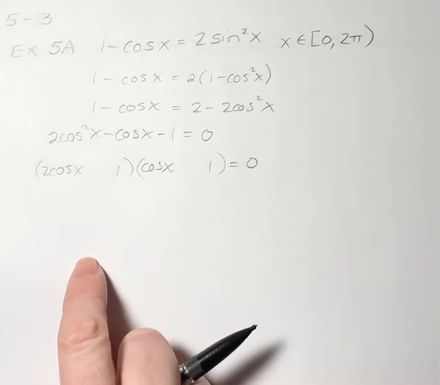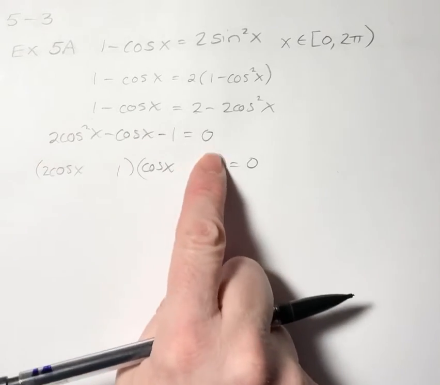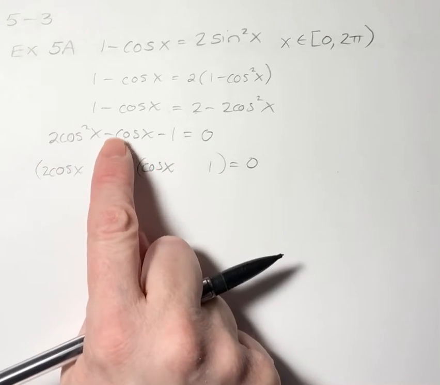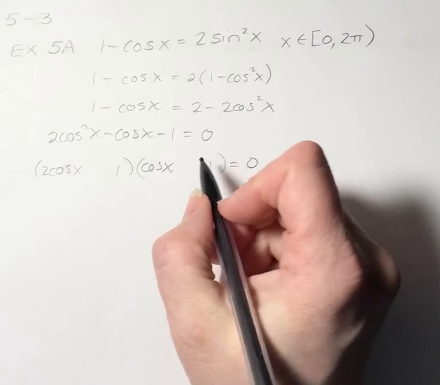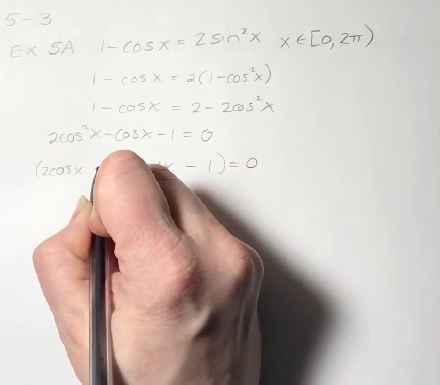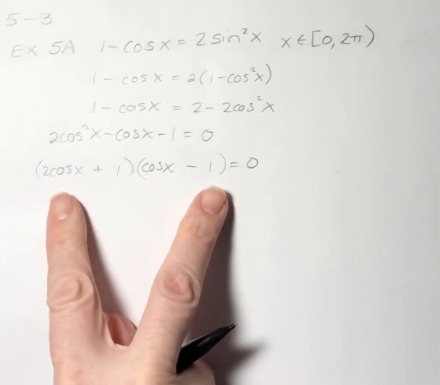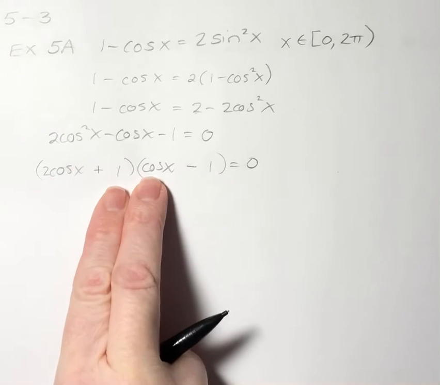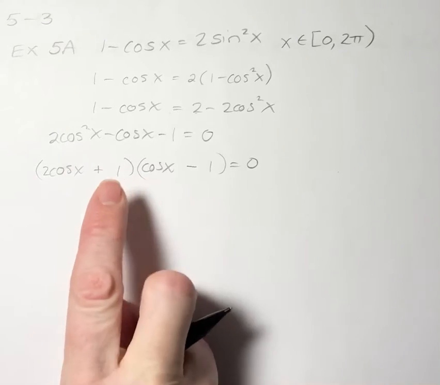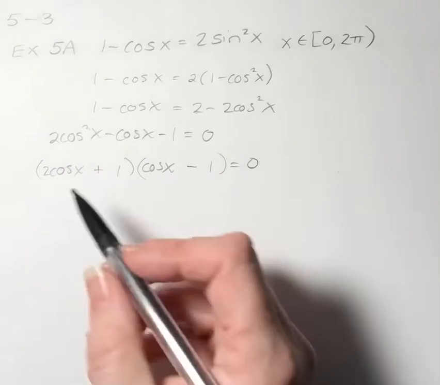I have to figure out my signs. When I multiply the outside and the inside, I want them to add to a negative cosine. So that means that this one has to be negative and this one has to be positive. That'll give me a negative 2 cosine. That'll give me a positive 1 cosine, which will add to a negative cosine.